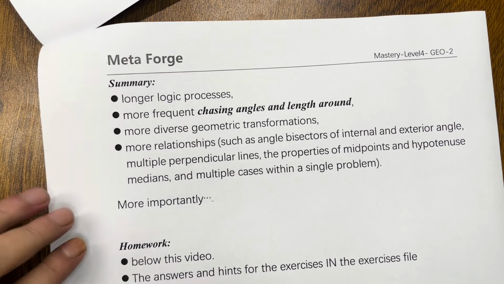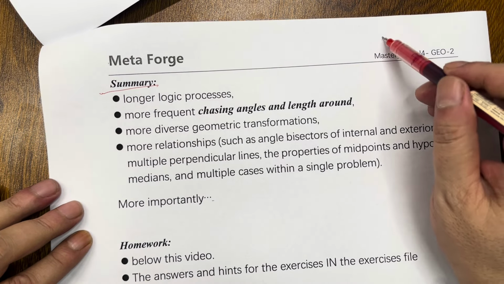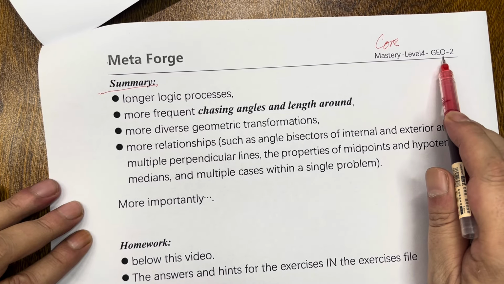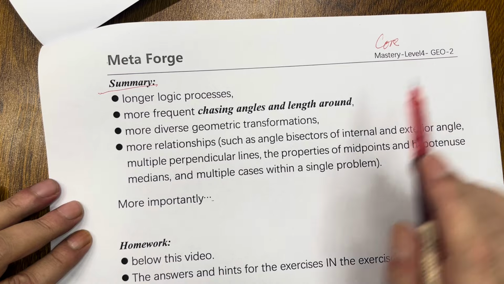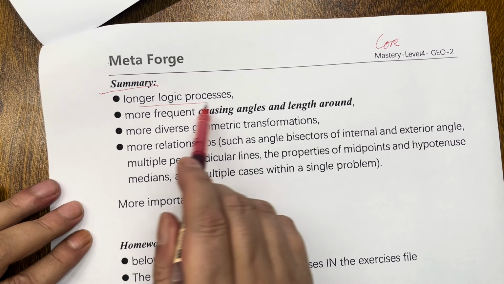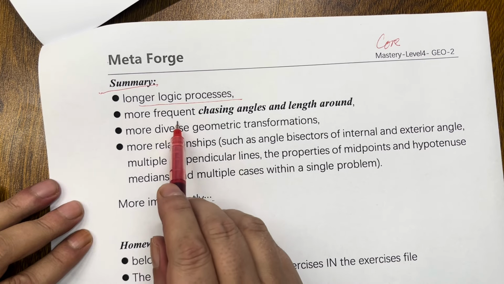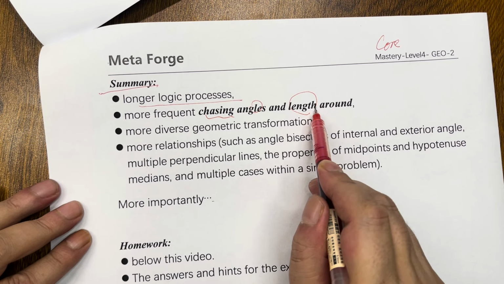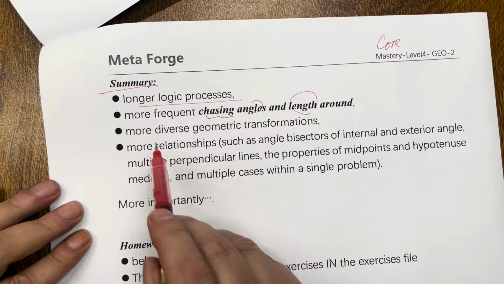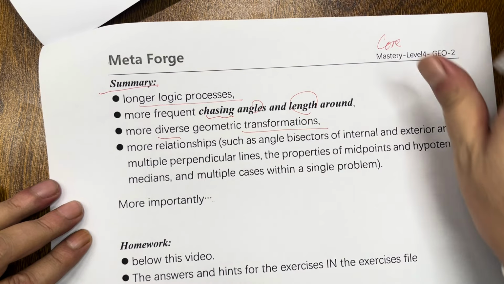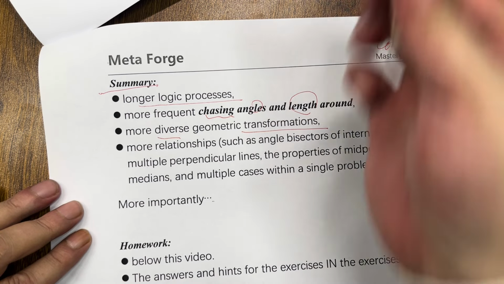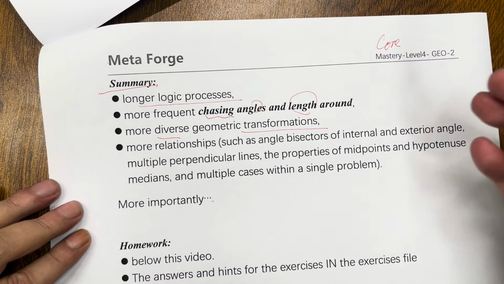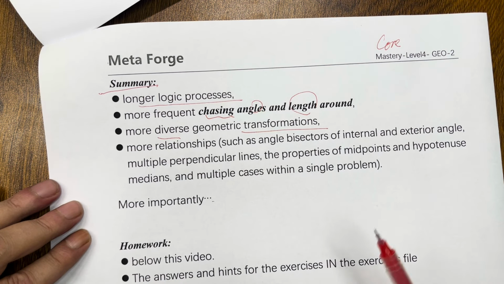Can you read that? Summary. Compared to the core lectures of level 4 geometry, we have long logical processing, more frequency of chasing angles or chasing length, and more decisive transformations, all kinds of transformation: rotation, reflection, and composites of all these kinds of transformation. More relationships.